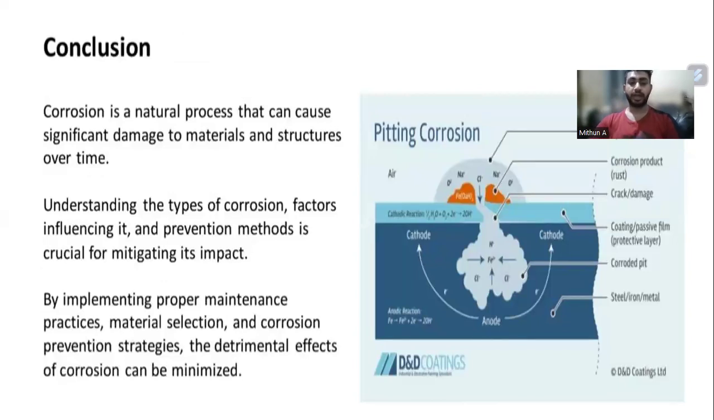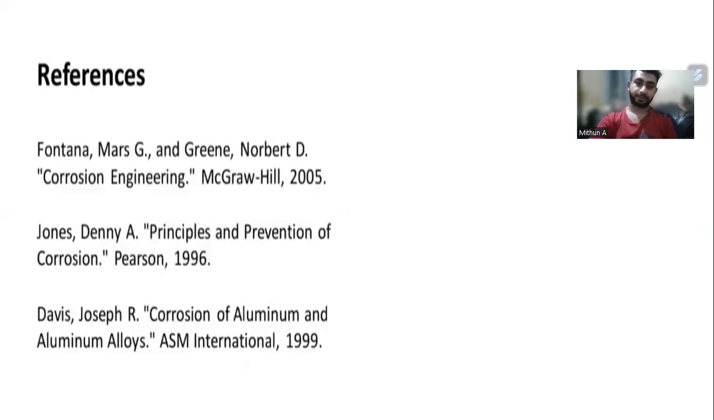Conclusion. Corrosion is a natural process that can cause significant damage to materials and structures over time. Understanding the types of corrosion, factors influencing it, and preventive methods is crucial for mitigating its impact. By implementing proper maintenance practices, material selection, and corrosion prevention strategies, the detrimental effects of corrosion can be minimized.